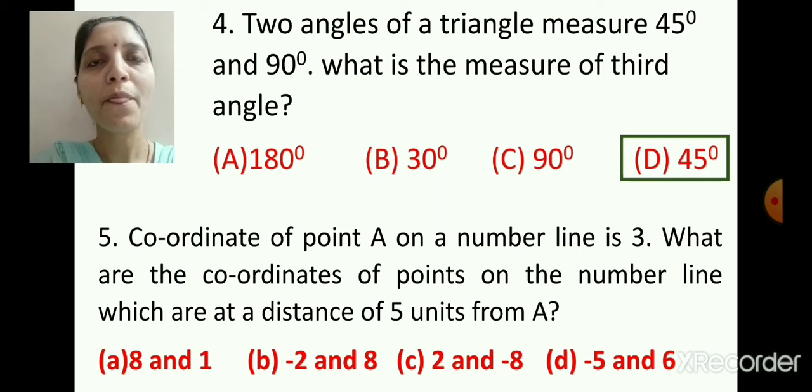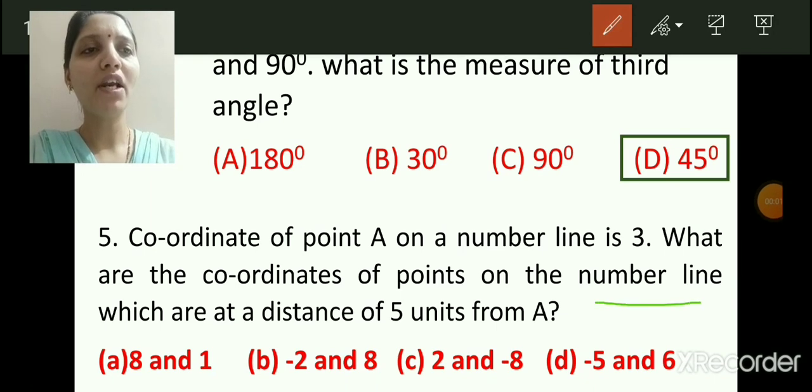Now the fifth question: the coordinate of point A on a number line is 3. What are the coordinates of points on the number line which are at a distance of 5 units from A? You know the number line. On that number line, you have selected one point, point A, whose coordinate is 3, and you have to find the points which are at a distance of 5 units from A.